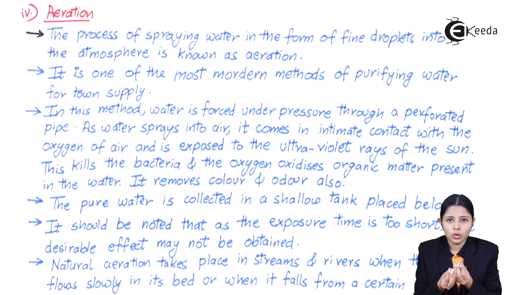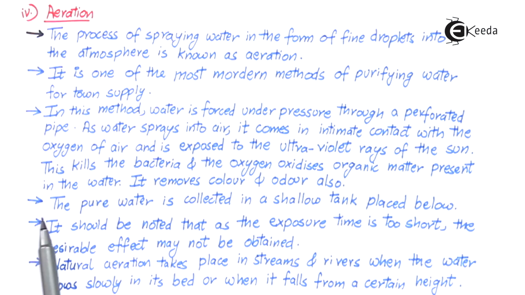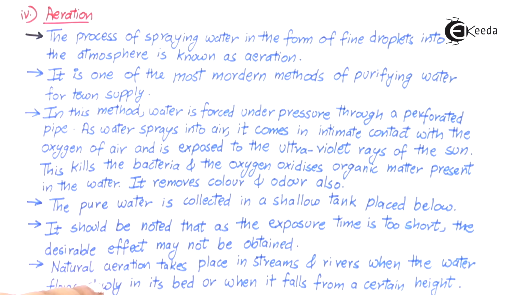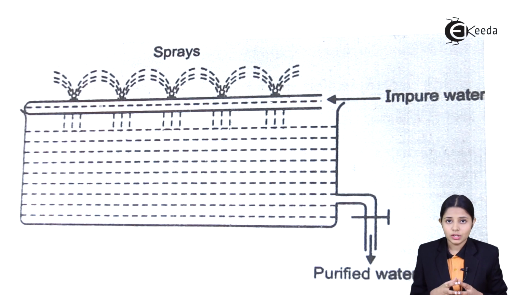But if a very small quantity of water is sprayed in the air with a lot of pressure, then that small quantity of water will get purified due to the presence of oxygen and sunlight. The pure water is collected in a shallow tank placed below. It should be noted that as the exposure time is too short, the desirable effect may not be obtained. Natural aeration takes place in streams and rivers when the water flows slowly in its bed or when it falls from a certain height. Let us exactly see the process of it.